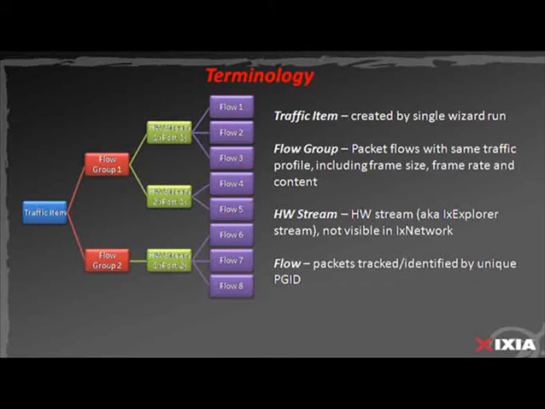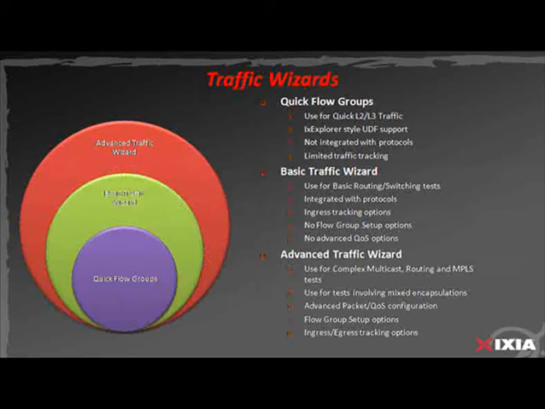Each flow group in turn consists of one or many flows. Each flow is representative of a uniquely tracked or identified PGID. An IxNetwork test session has the capability to scale up to 4 million flows within a single IxNetwork test.